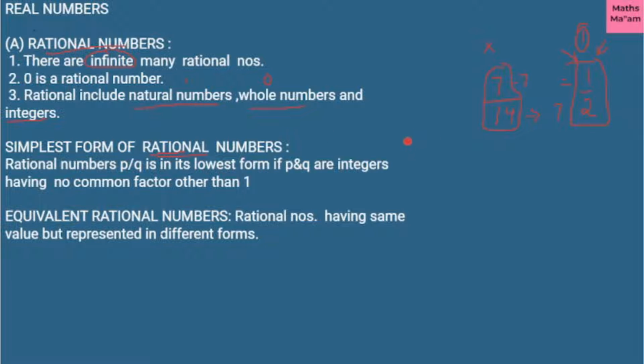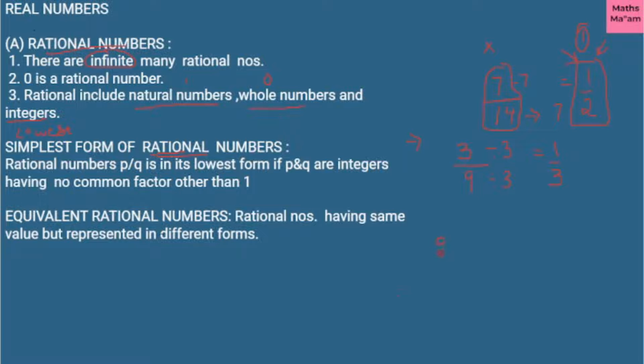अगर हमें किसी भी रैशनल नंबर की सिंपलेस्ट फॉर्म, लोवेस्ट फॉर्म निकालनी है तो कैसे निकालेंगे? हाउ वी कैन फाइंड? बाय डिवाइडिंग द न्यूमरेटर. सपोज 3 इज अ न्यूमरेटर एंड 9 इज अ डिनोमिनेटर. So by dividing the numerator and the denominator by the common factor, the highest common factor, we can get the lowest form of this rational number 3 by 9.